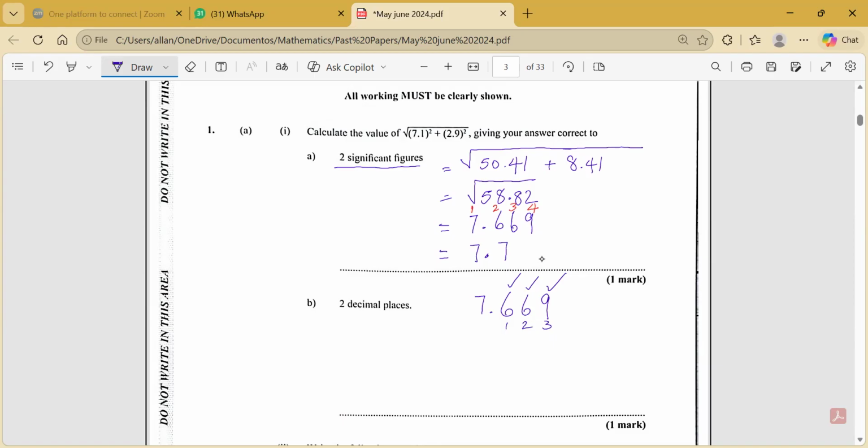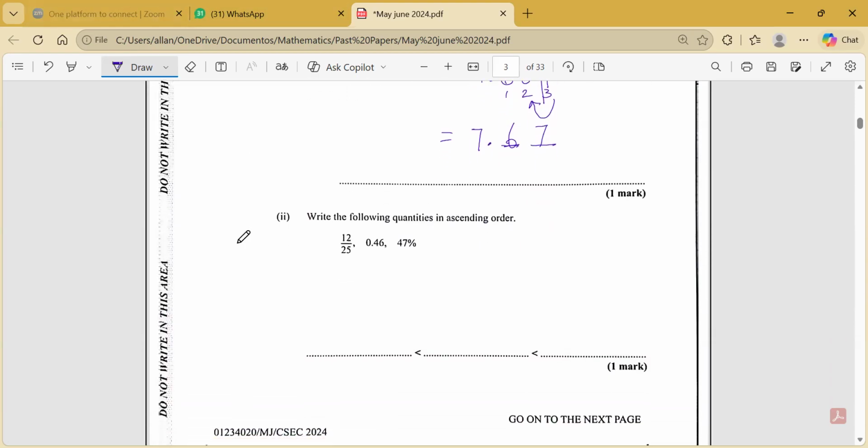They want two decimal places. So they want our answer to be 7 point something something. We need to have two numbers. So you look at the third number. If it's 5 or more, you add 1. So your answer will be 6, 7. Is that okay, everybody? 7.67. Yes, sir. Beautiful. All right, cool. This was a little intro.